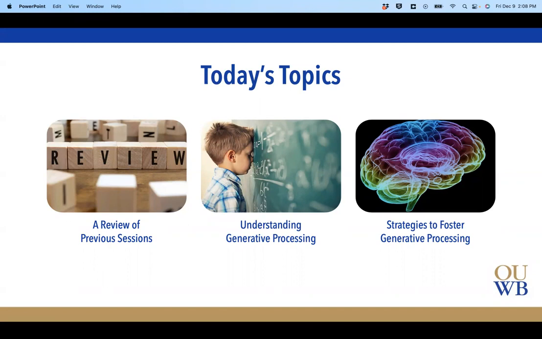The second thing that we're going to do today then is do a deeper dive into generative processing specifically. So we want to get a sense of what generative processing is and how it impacts learning. And then the bulk of our session will be on this third topic, strategies to foster generative processing. There are 3 of them that we're going to talk about today, in the hopes that you'd be able to apply at least one of them to your teaching at some point in the future.